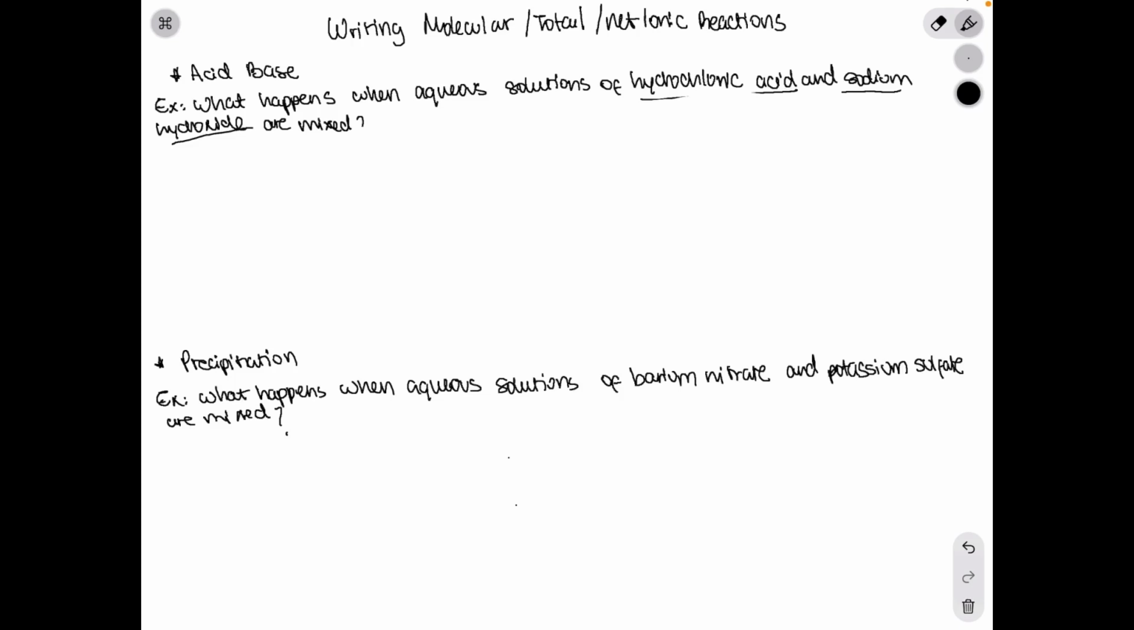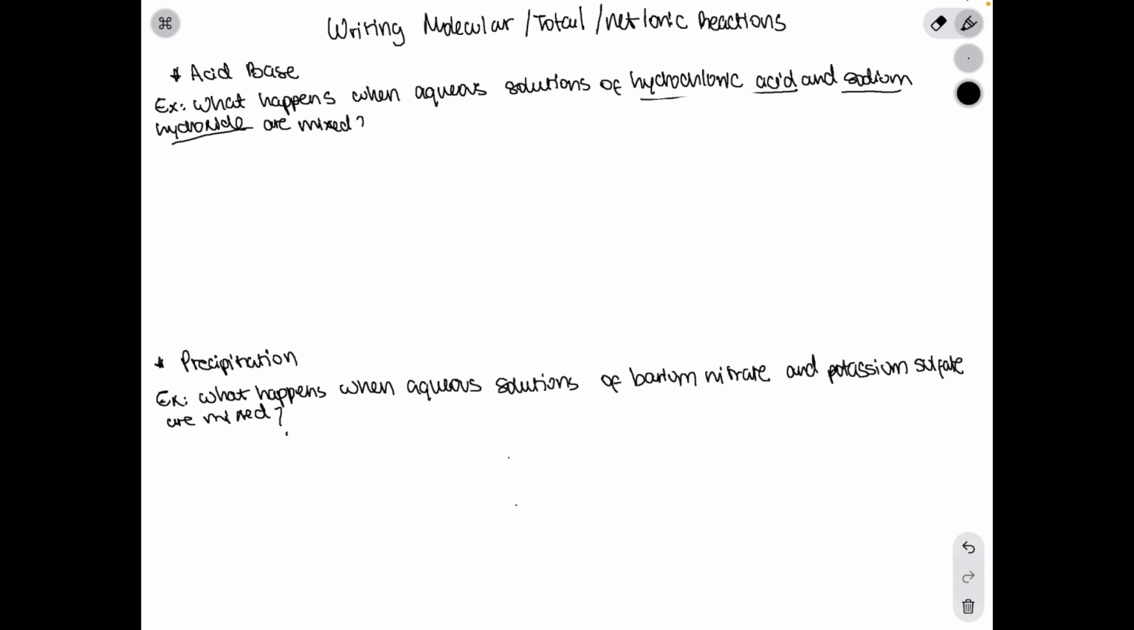Hello, my name is Valerie Simon, and today I'm going to be explaining how to write the molecular, total, and net ionic equation for two types of reactions. The first one is an acid-base reaction, and the next one is going to be a precipitation reaction.